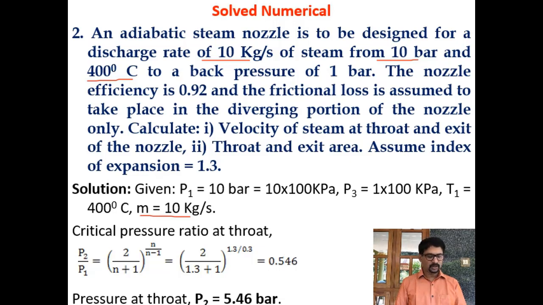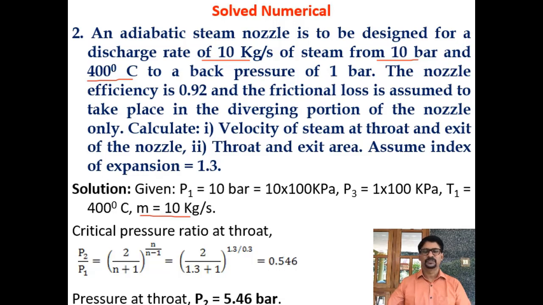Even in the previous problem, it was given 10 bar and 200 degrees Celsius, so there also it is superheated steam. Generally the steam entering the nozzle is superheated, because superheated steam always enters the turbine. The nozzle is fitted at the entry of the turbine. So it will be always superheated, but it is better to check, as it may sometimes be dry saturated also. You can check it using pressure and temperature.